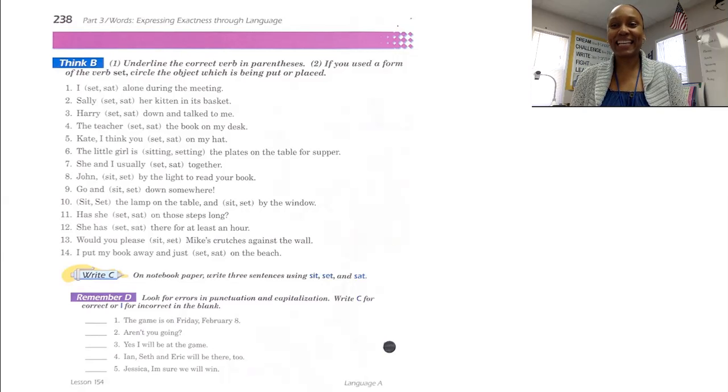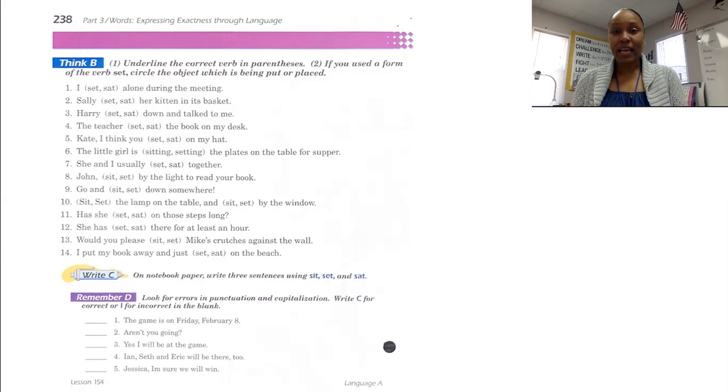She placed it there. Okay, and now I'd like for you to direct your attention to number 14, the final one in this exercise. And that says, I put my book away and just set or sat on the beach. You sat on the beach. Excellent.